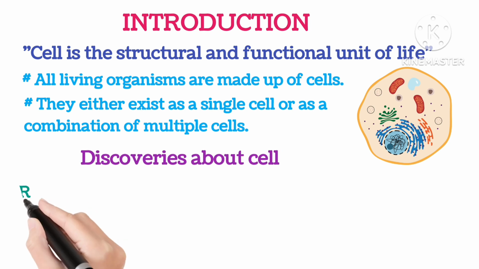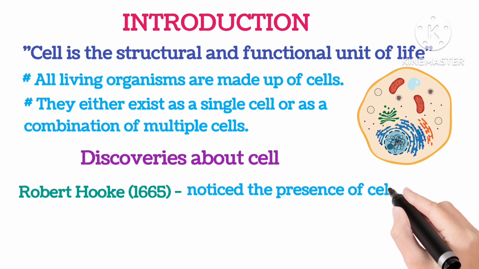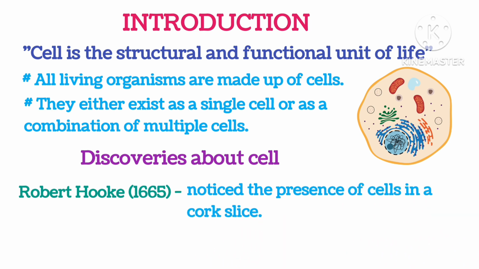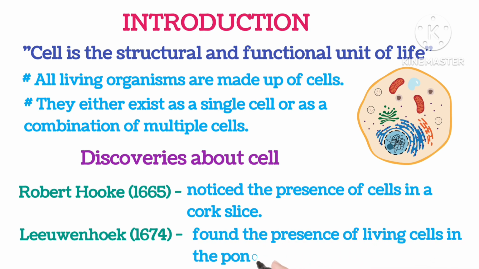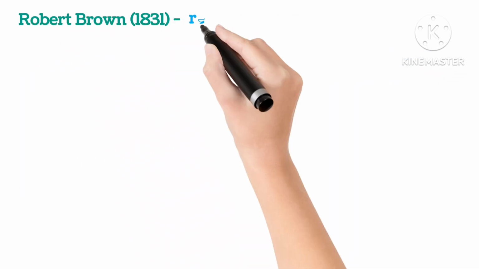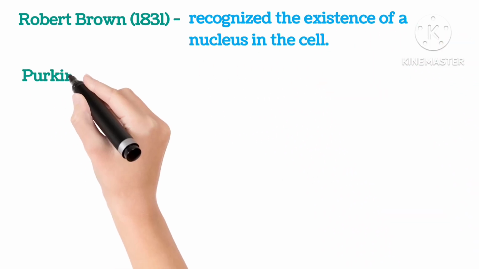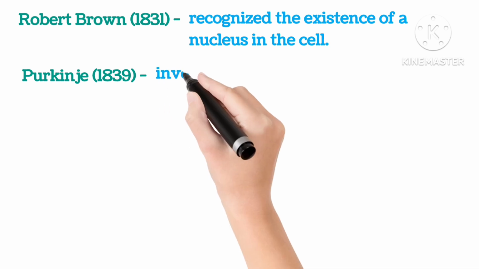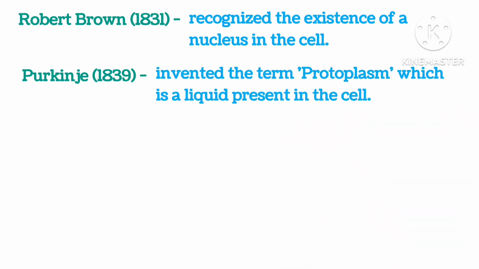Discoveries about cell. Robert Hooke in 1665 noticed the presence of cells in the cork slice. Leeuwenhoek in 1674 found the presence of living cells in the pond water. Robert Brown in 1831 recognized the existence of nucleus in the cell. Purkinje in 1839 invented the term protoplasm, which is a liquid present in the cell.